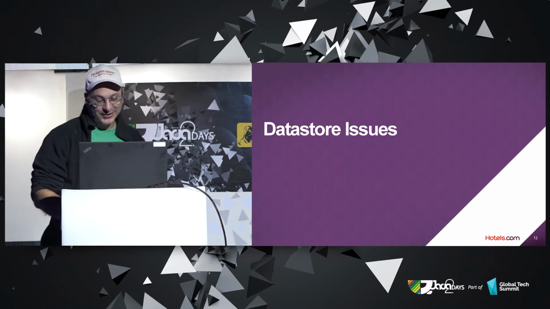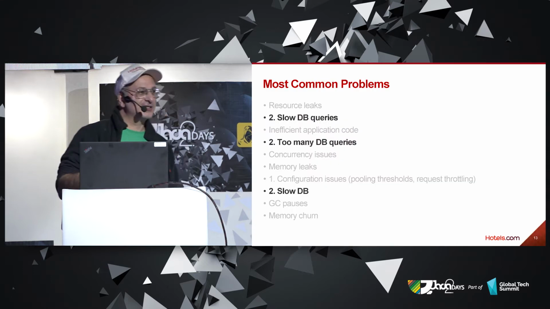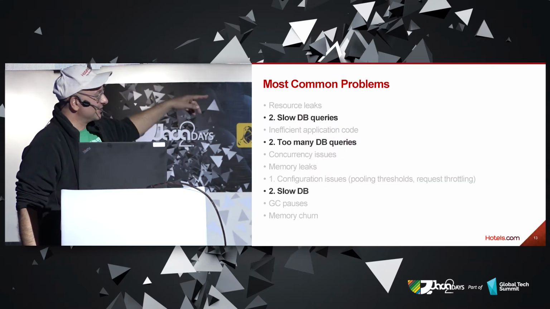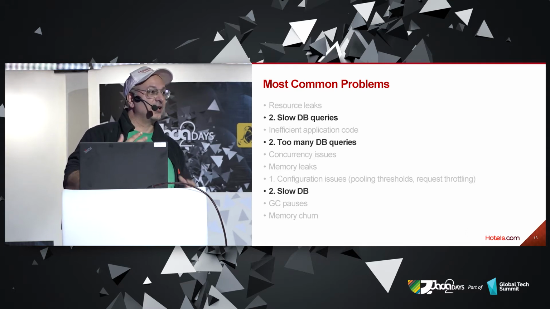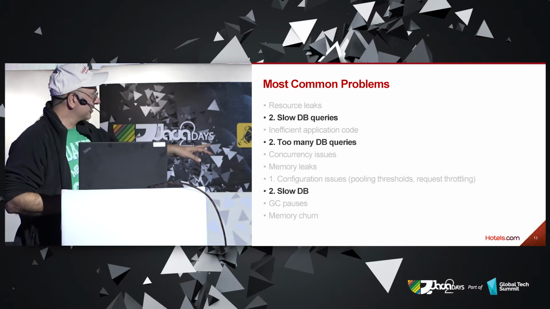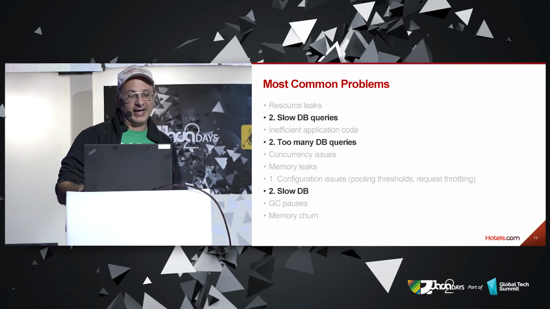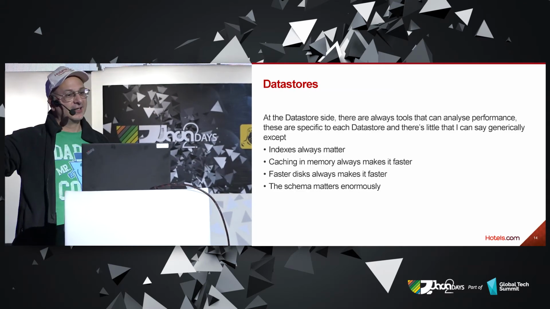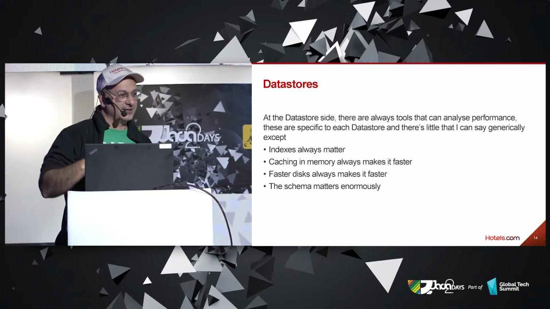Okay, so now we're going to move on to data store issues. And there's 3 different sections in the most common problem. There's individual queries that are slow. There's where you're creating too many queries and you should be able to combine those. And there's a slow database, which is just basically an overloaded database. And on the data store side, I use data store for the generic type, including NoSQL, NSQL.